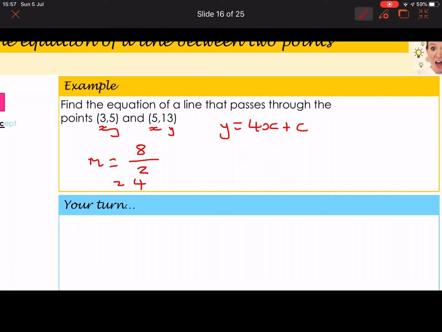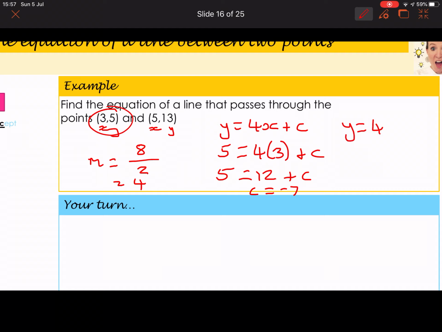Now what do we do when we get to this stage? Plug a set of values in. Now you've got 2 to choose from. Both of them would give you an answer, and they'll give you the same answer, because it's that relationship that they share, it doesn't change. But I would probably want to work with the 3 and the 5 rather than the 5 and the 13, because they're smaller values. So I'm going to substitute in y is 5 and x is 3. So 5 equals 12 plus c. C must equal, sorry, running out of space, minus 7. So therefore my equation is y equals 4x minus 7.